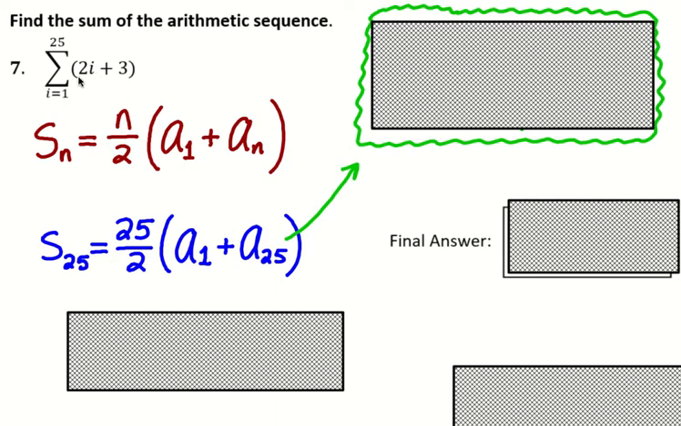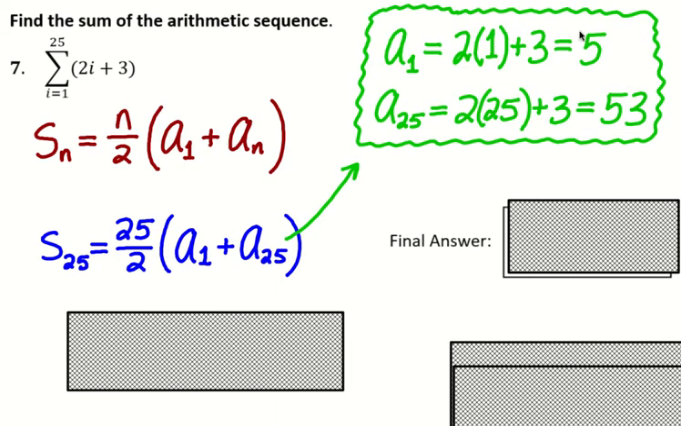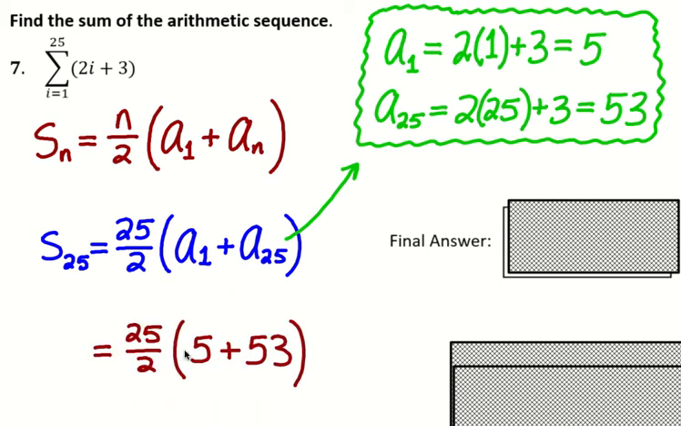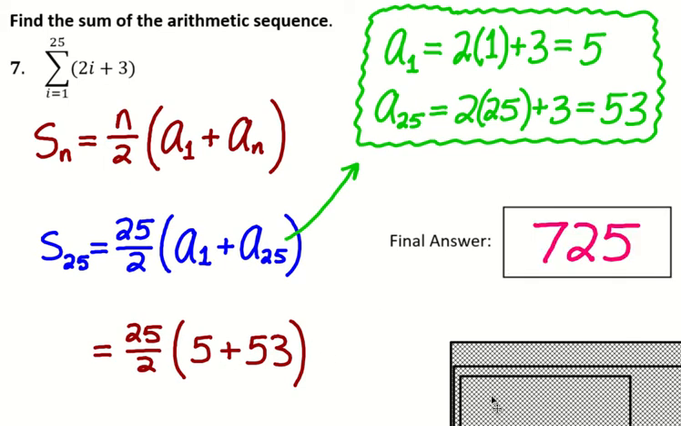And to get A sub 1, you're going to be plugging in 1 for I. Ba-bam, ba-bam. And so we're going to plug in 5 for A sub 1. Right? And we're going to plug in 53 for A sub 25, after plugging in 1 here, 25 there. And so all of this, your calculator can tell you, is 725.